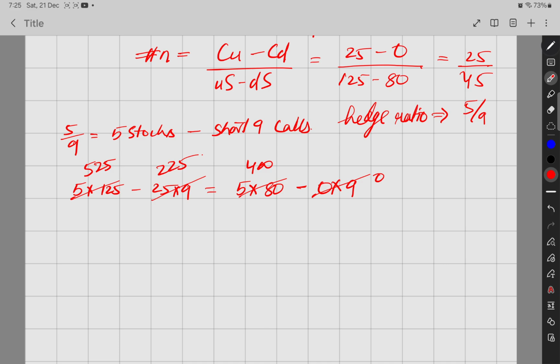225 again. Am I wrong? This becomes 625. Okay, now 400 is equal to 400. Hence, it's true. The relationship is true. All right.